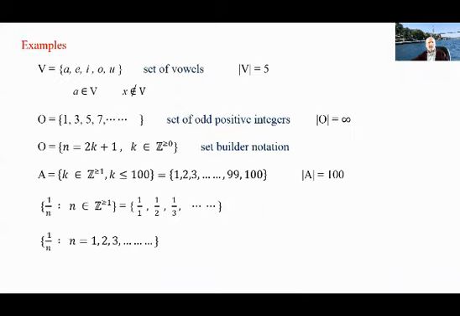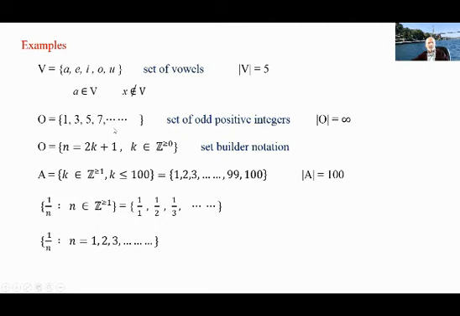Here are some examples. V is the set of vowels, and as you see, it has 5 elements. So the size of V, or the cardinality of V, is 5. And we can clearly say a belongs to V, but x does not belong to V.